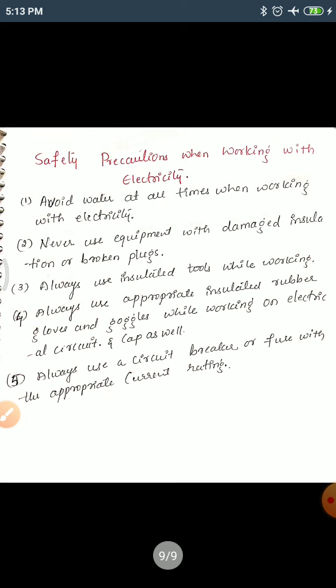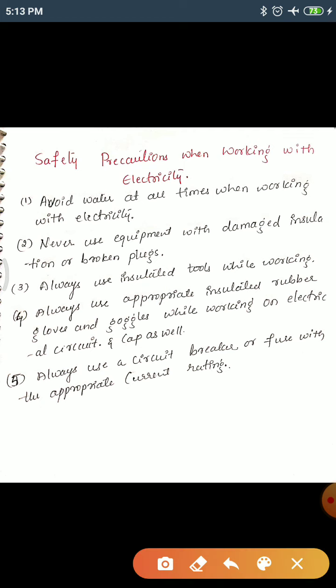Let's see the safety precautions when working with electricity, the electrical safety measures. Avoid water at all times whenever working with electricity. Don't touch with wet hands. Never use equipment with damaged insulation or broken plugs. Only properly insulated equipment should be used. Always use insulated tools while working.